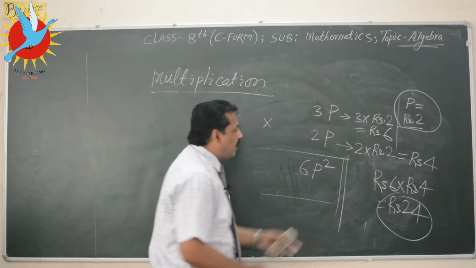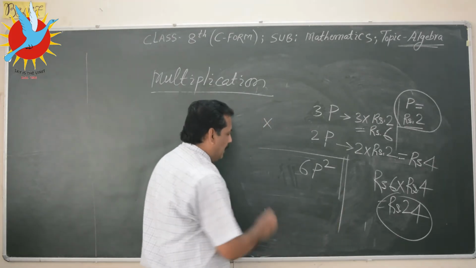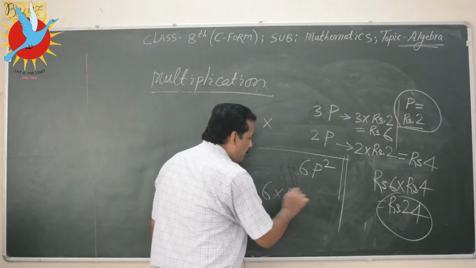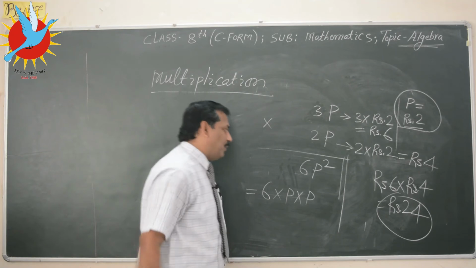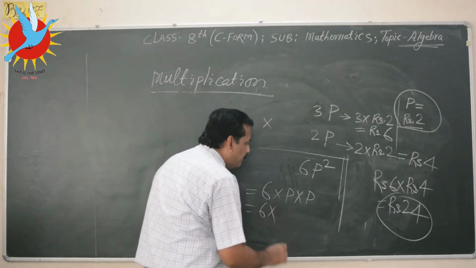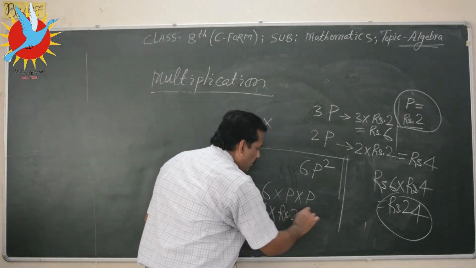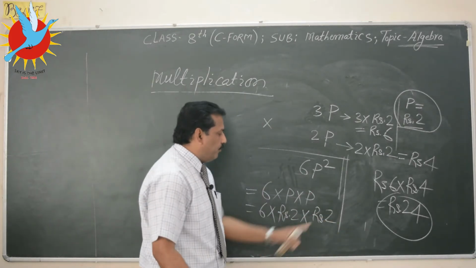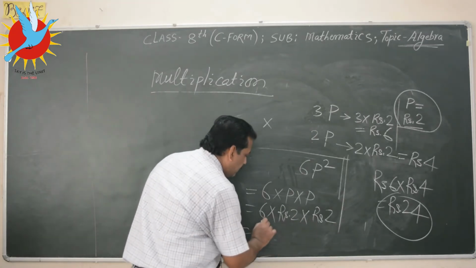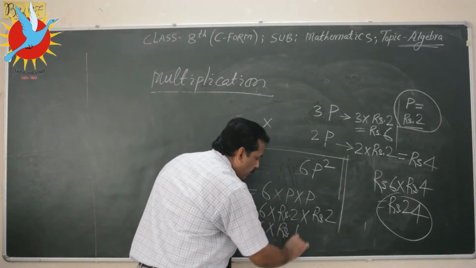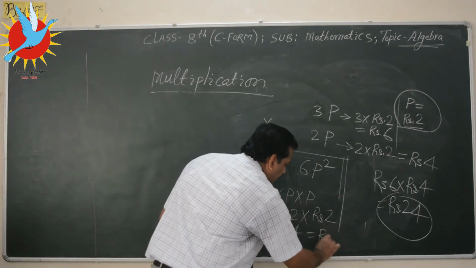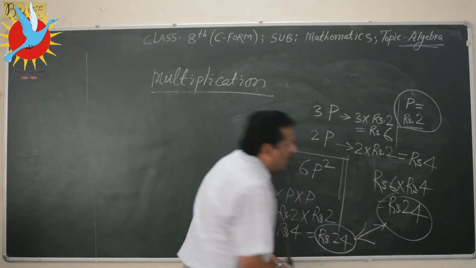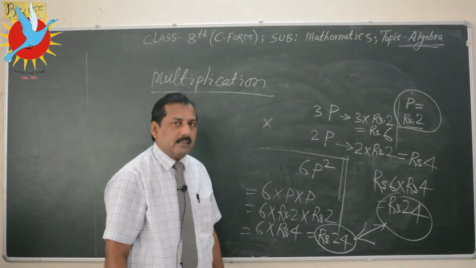Let us check what the value of this 6p square is here. This 6p square means p multiplied by p. So this p is rupees 2 multiplied by rupees 2. So 2 twos are 4, that means rupees 4, and 6 multiplied by rupees 4, and this is rupees 24. So compare these two. Both are the same. We are getting the same result.